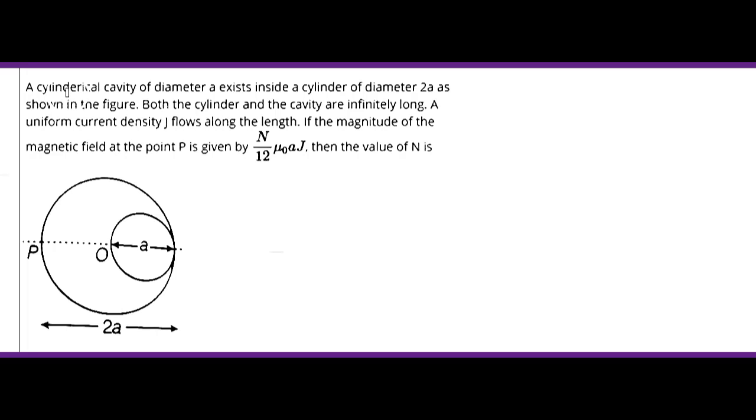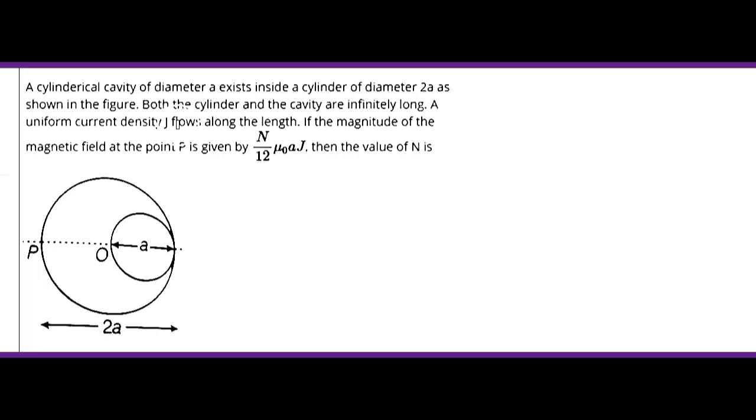In this question, what is given? A cylindrical cavity of diameter A exists inside a cylinder of diameter 2A as shown in the figure. So this diameter is 2A, and here there is a cylindrical cavity of diameter A. Both the cylinder and the cavity are infinitely long.